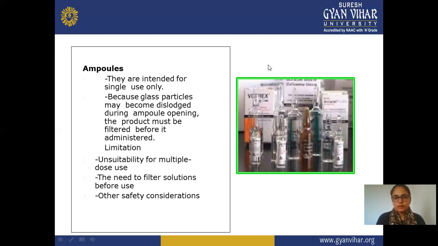Next, in this, there is the need to filter the solution before use. You should also require filtration before use due to the glass particles present in your formulation. So it is also one difficult task. In this condition, maybe some contamination occurs or some other problem may occur. So this filtration is also required for your solution before use, and other safety considerations are also less when we see the formulation in ampule. So these are some problems or limitations of ampules.